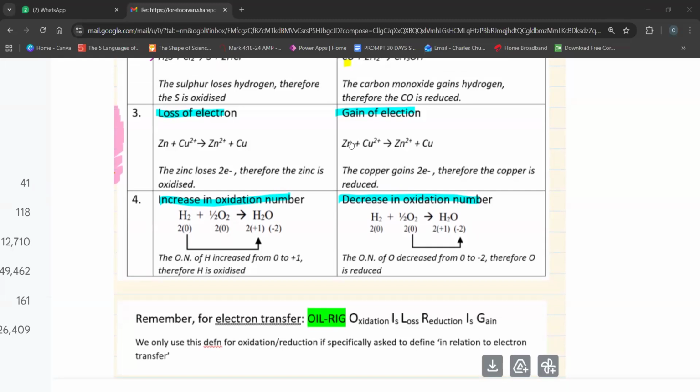The other one that is causing the oxidation to happen is being reduced. Perfect. I love this example. Perfect example. So look at it. The copper gains 2 electrons.